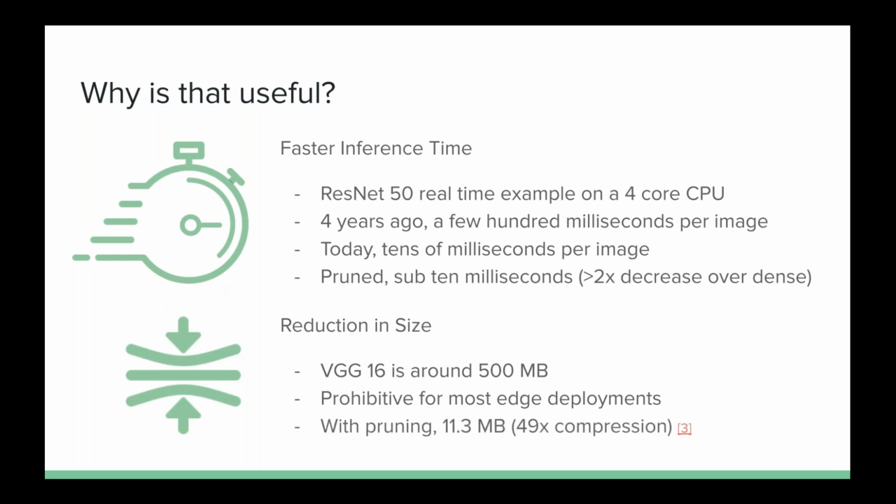But with pruning, we can actually reduce VGG16 all the way down to 11.3 megabytes stored on disk because we're introducing so many zeros, right? So we get a 49x compression rate on top of that model. So now it becomes possible to actually not only deploy this model, but deploy multiple models into apps on the edge.